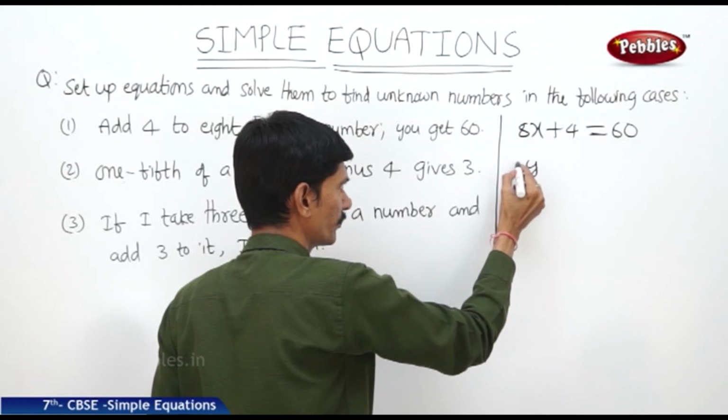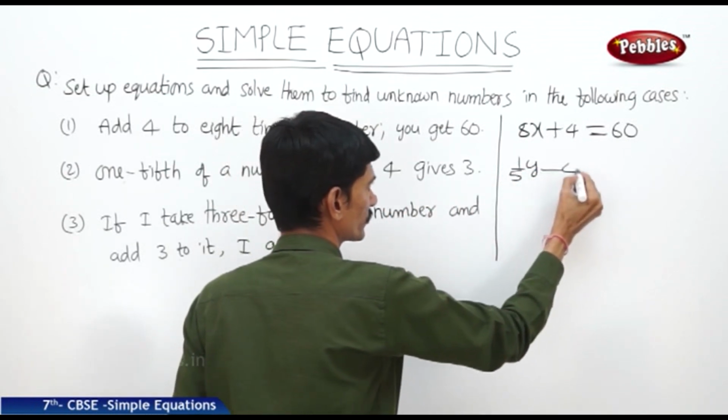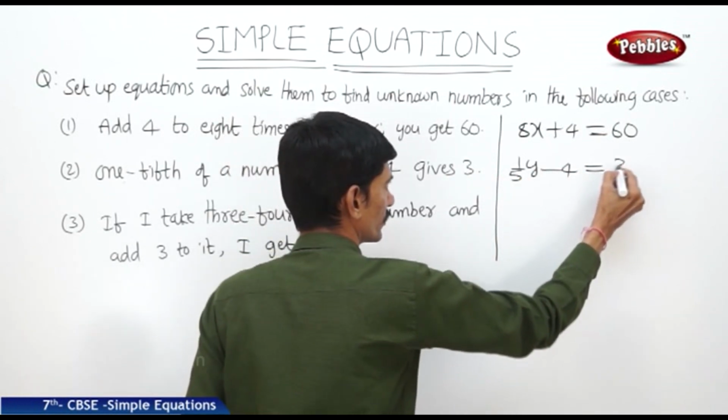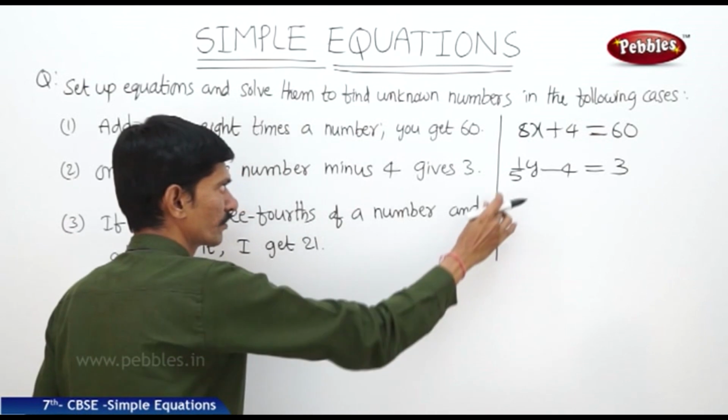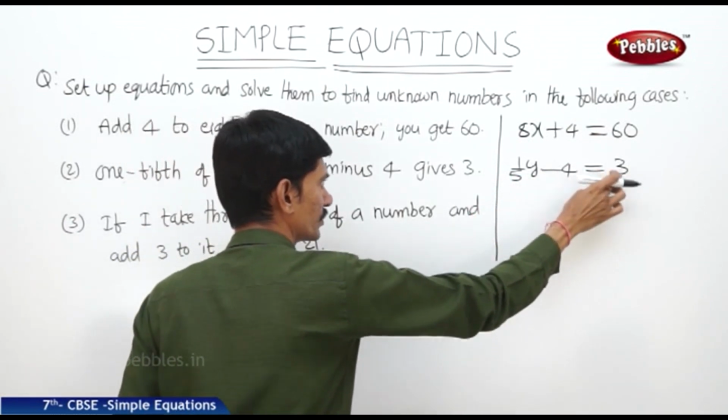1/5 of the number means 1 by 5 y, minus 4. So minus 4 equals 3. The result is 3. So 1/5 of the number minus 4 gives 3.